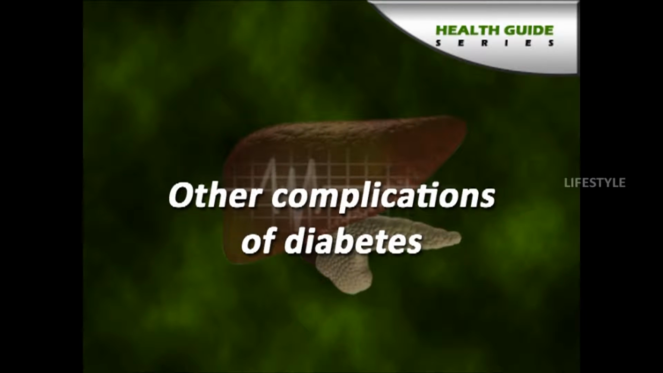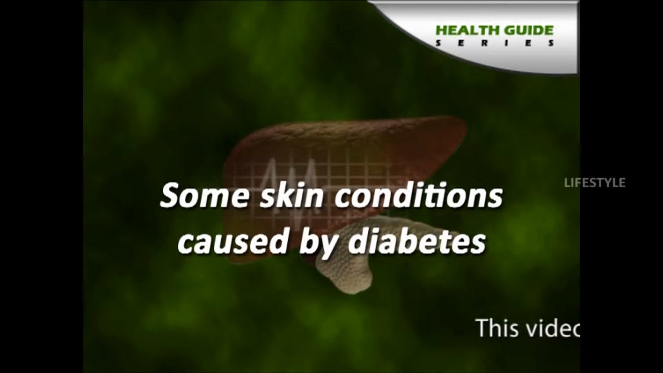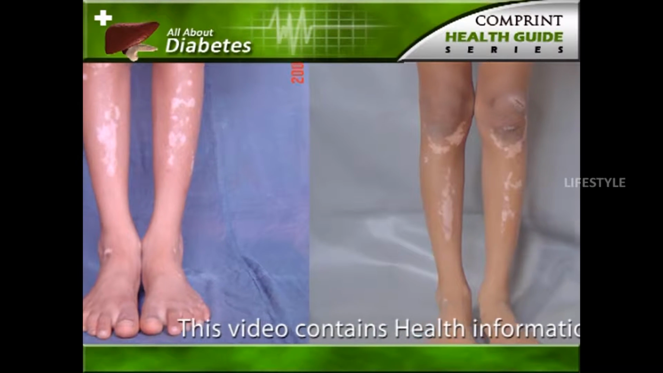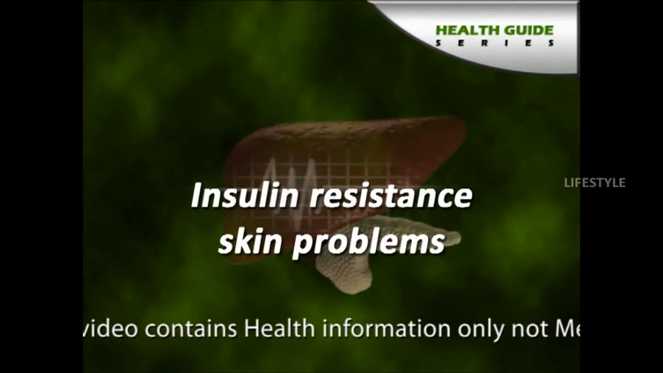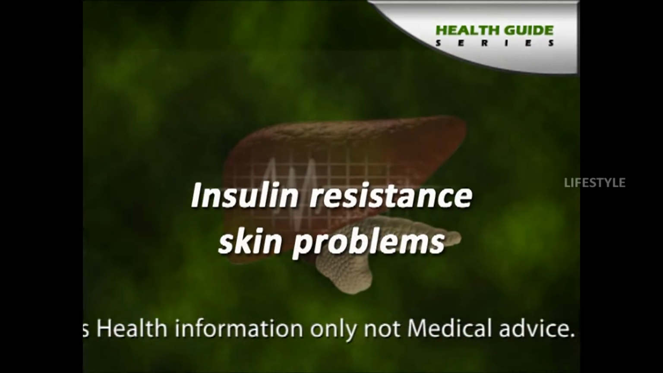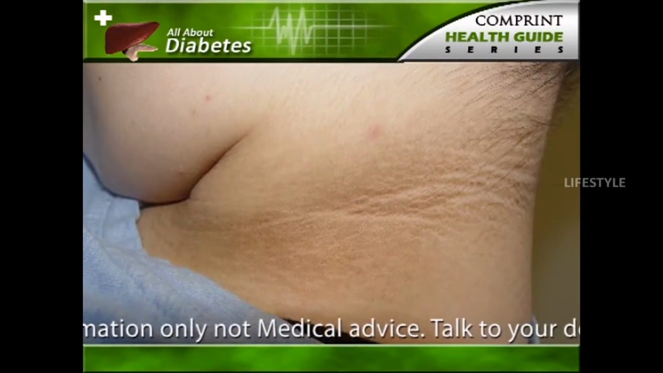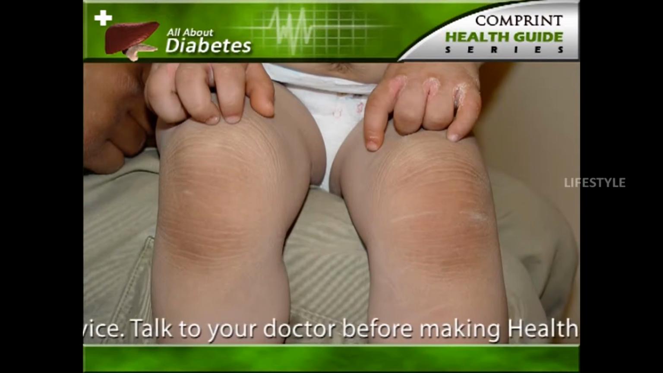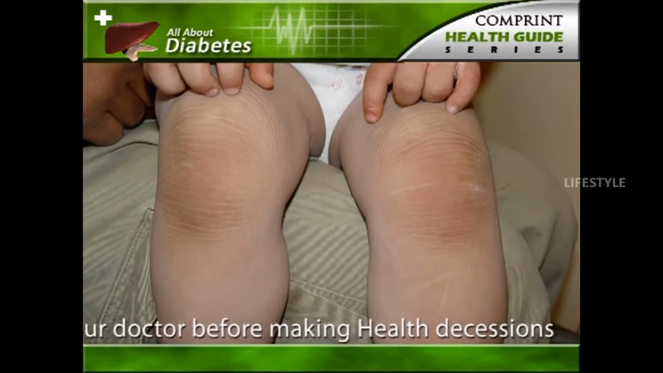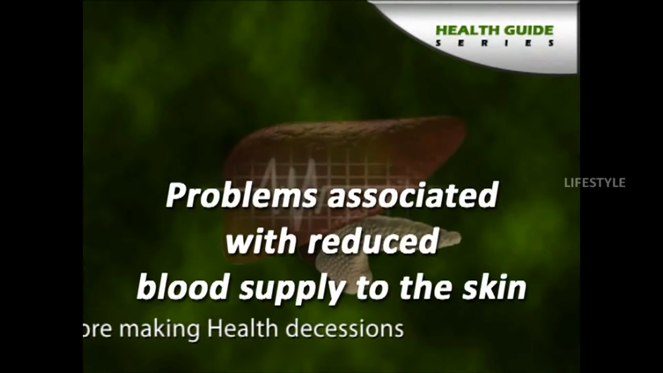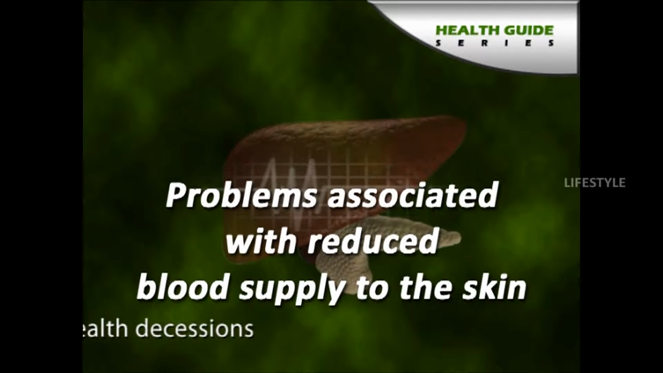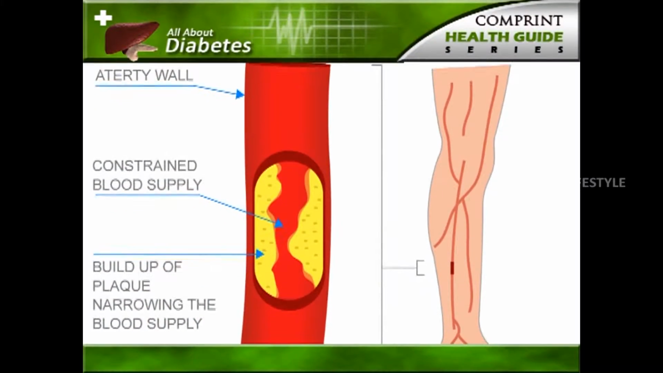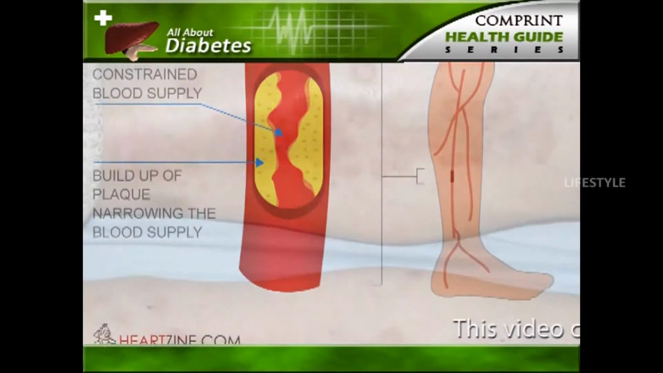Other complications of diabetes. Some skin conditions caused by diabetes. Vitiligo. Insulin-resistant skin problems. Acanthosis nigricans, a skin condition which causes thickening and darkening of the skin in some areas, the skin folds. Problems associated with reduced blood supply to the skin. Problems with skin linked to atherosclerosis.